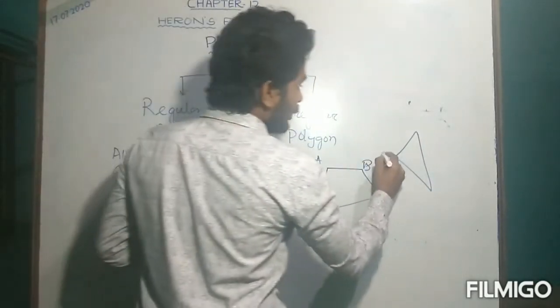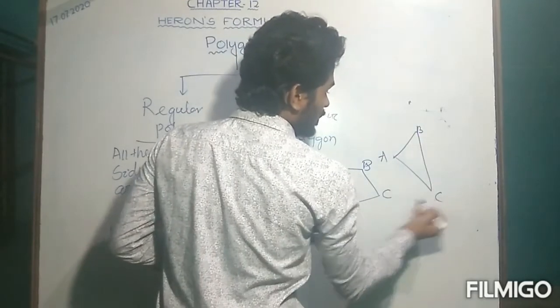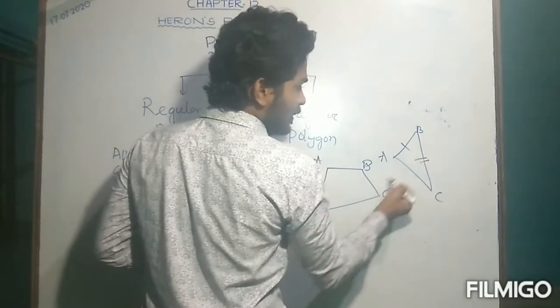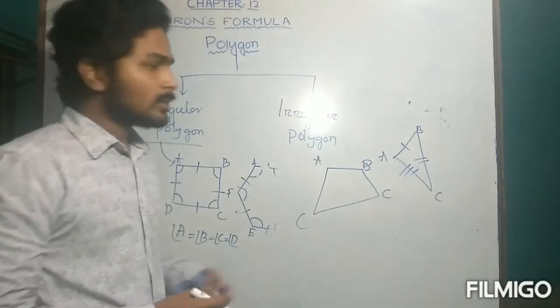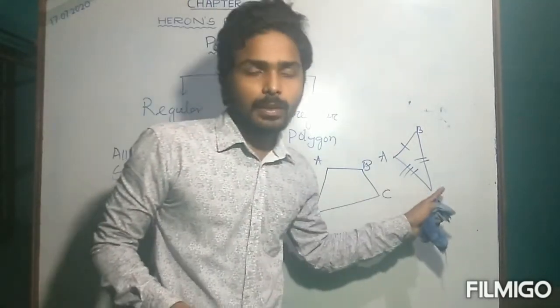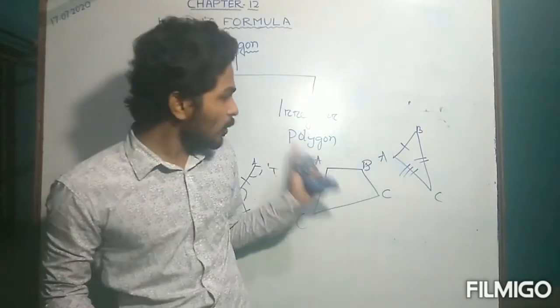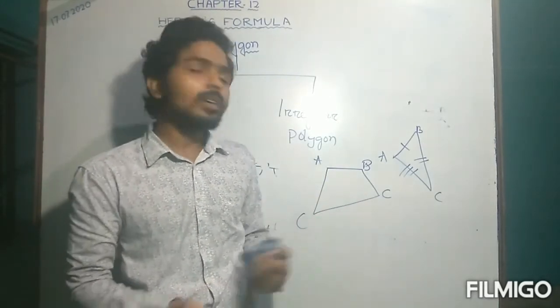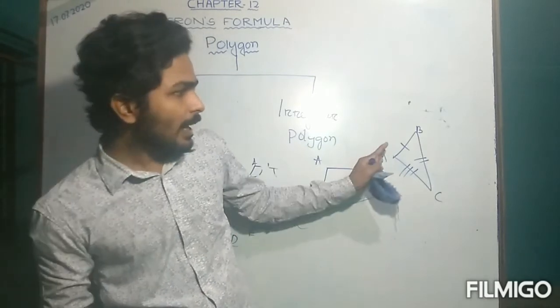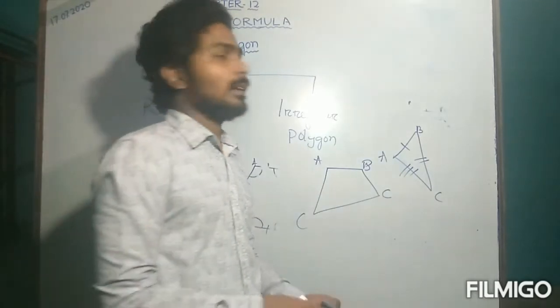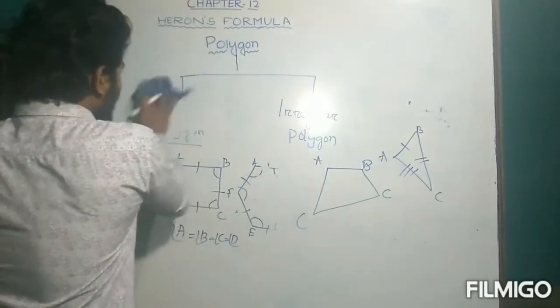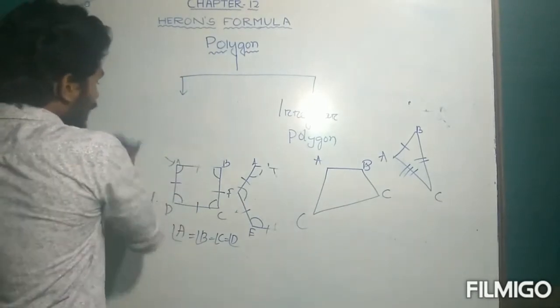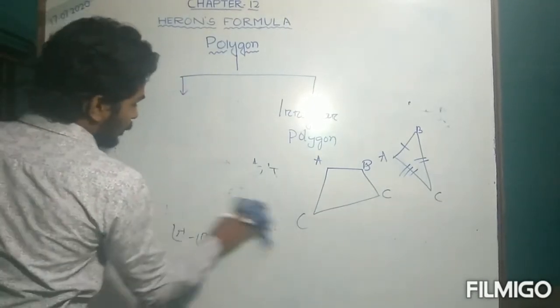This is a triangle, but here the sides are unequal. This is not equal to this, is not equal to this. So it is an irregular polygon. So in case of an irregular polygon, all the angles must not be equal. Why? Because the sides are also not equal. That is why their angles must not be equal. So it is clear now what is a regular polygon and what is an irregular polygon.